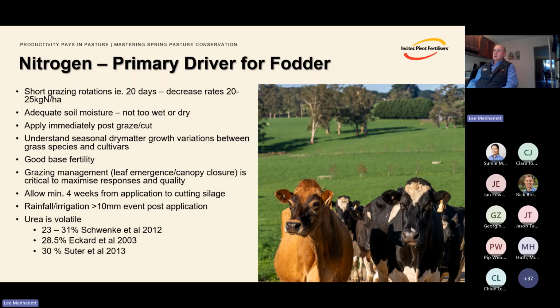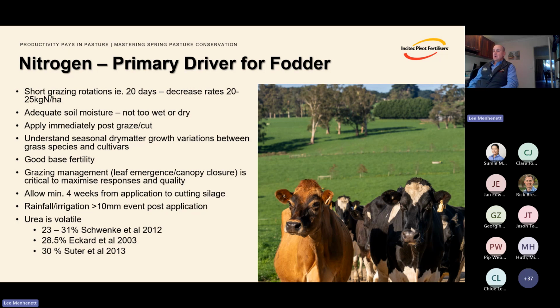While a species or a cultivar might be absolutely flying now in early spring, give it another month and it could have gone reproductive, and what we're also going to be doing is growing a lot of root. So understand where you're putting nitrogen and nutrients into the system and what the end result is going to be as far as quality as well. We need a really good base of fertility. If we haven't got that base of fertility, we're not going to get the nitrogen responses.